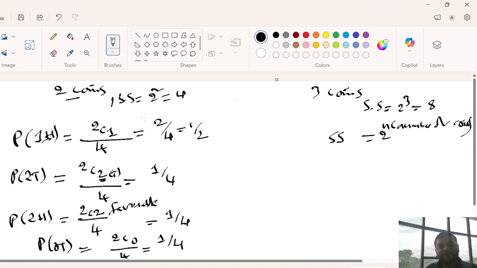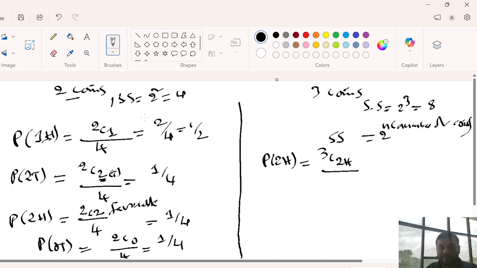Coming to the three coins, my friends, let us say I want the probability of getting two heads as the output. You are choosing two heads out of the three coins. So that will be done in 3C2 ways. So favorable outcomes will be 3C2 divided by sample space 8. 3C2 value will be 1, guys, that is 1 by 8.